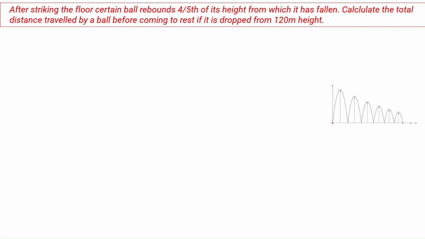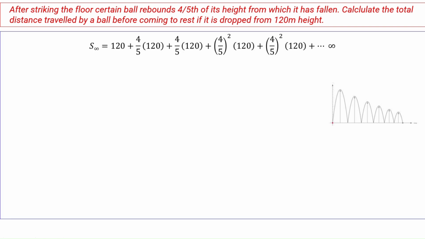Calculate the total distance traveled by a ball before coming to rest if it is dropped from 120 meters height. So he has given the initial height, 120 meters. Then you have 4/5 of its height twice, then 4/5 of its previous height again twice. So write the series correctly, then you get the answer. First is 120, then 4/5 of 120 twice, then 4/5 of 4/5 of 120, that is (4/5) square times 120, twice again. Like this the series will go.